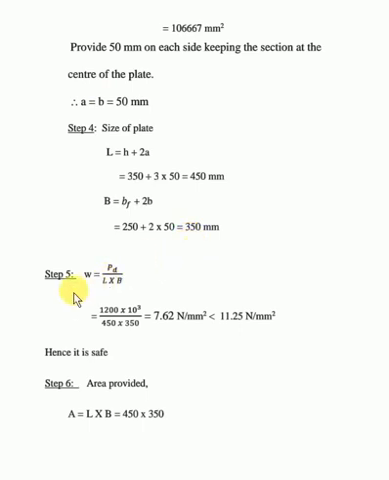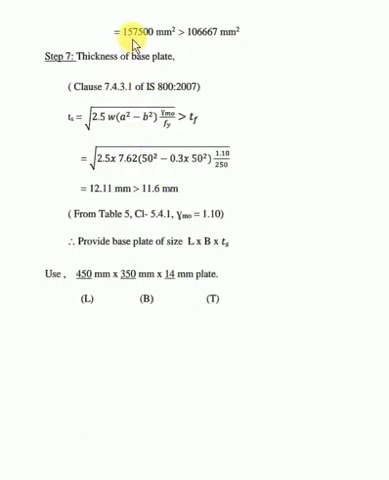Then in step number 5, we'll find out W equal to PD by L into B. PD we know, and L into B is this L into B. We'll get the W as 7.62 Newton per mm square, which is less than the W bearing strength which you have obtained in step number 2. So our design is safe. Then in step number 6, we'll find out the area provided. So area A equal to L into B, 450 into 350, which is equal to 157500 mm square. This is greater than the area which we have obtained in step number 3.